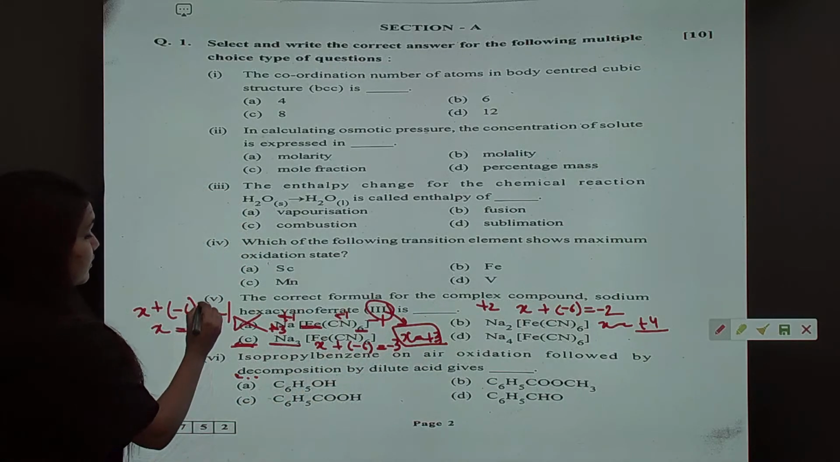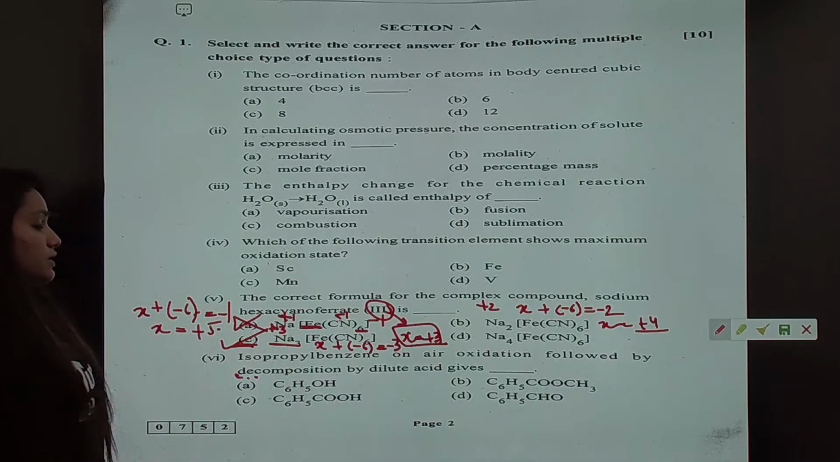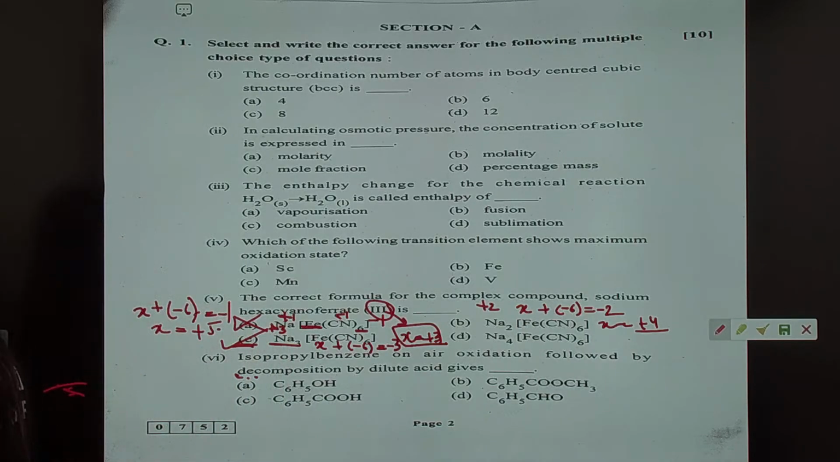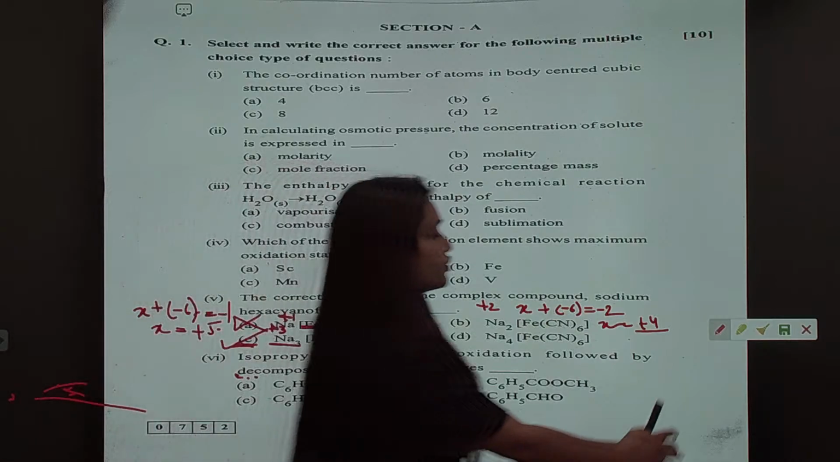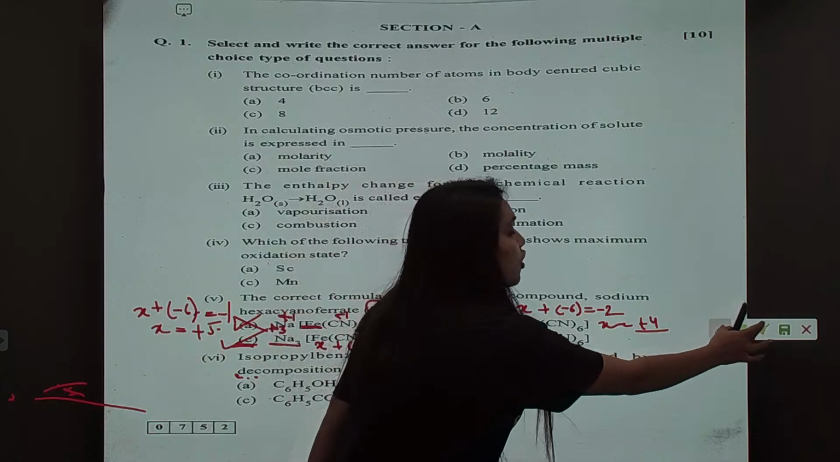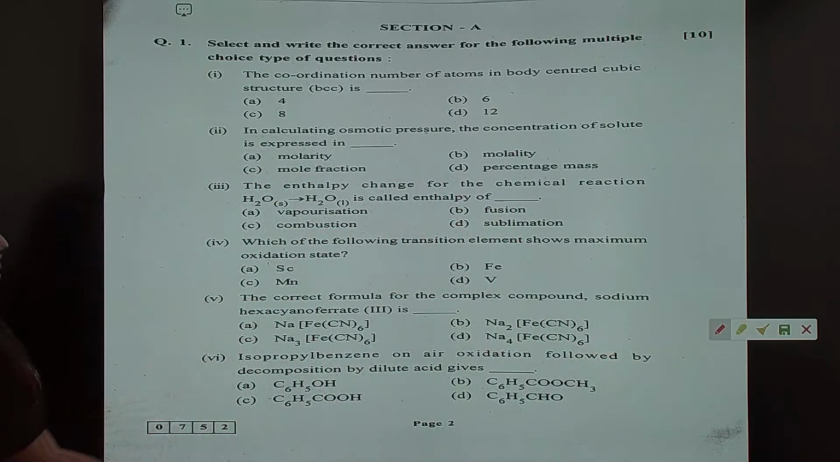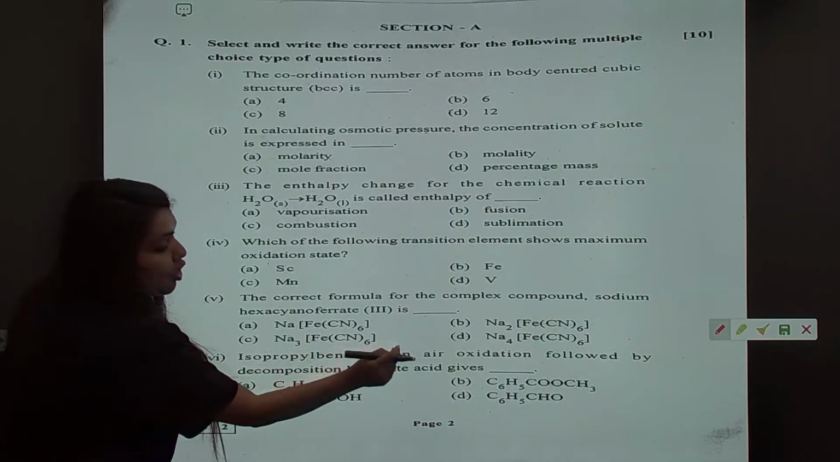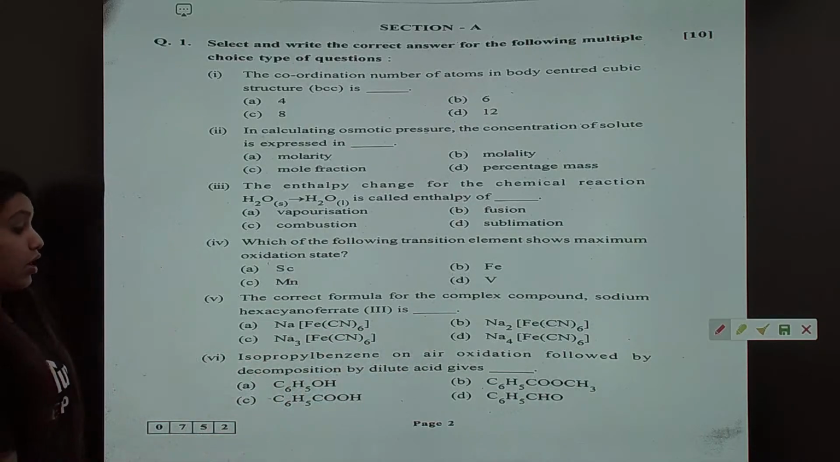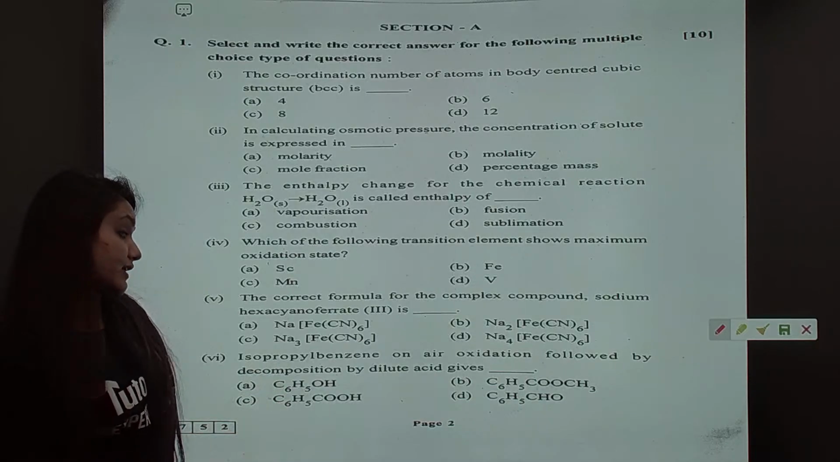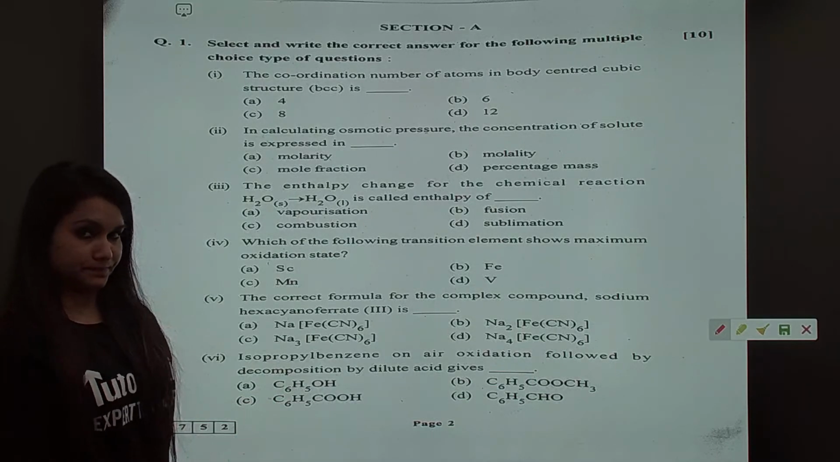So the answer for the fifth question will be option C. I hope this is clear to all of you. We are done with 5 MCQs. Let's move on to the sixth question, everyone. Talking about the sixth question, students. The sixth question says isopropyl benzene on air oxidation followed by decomposition by dilute acid gives what?